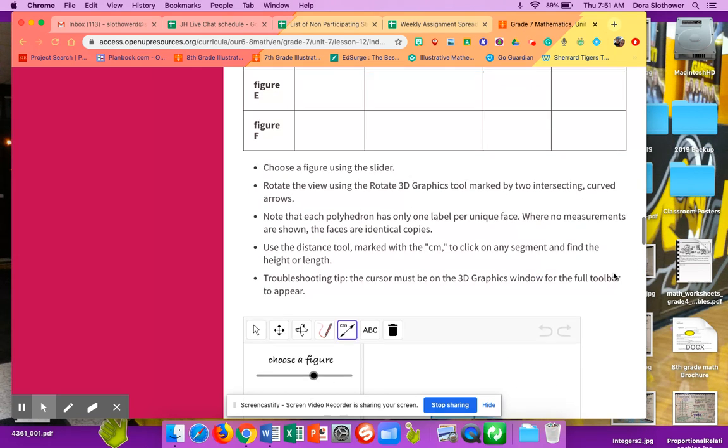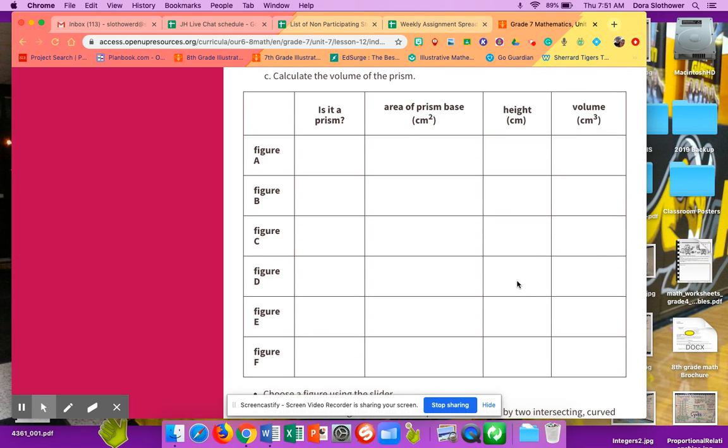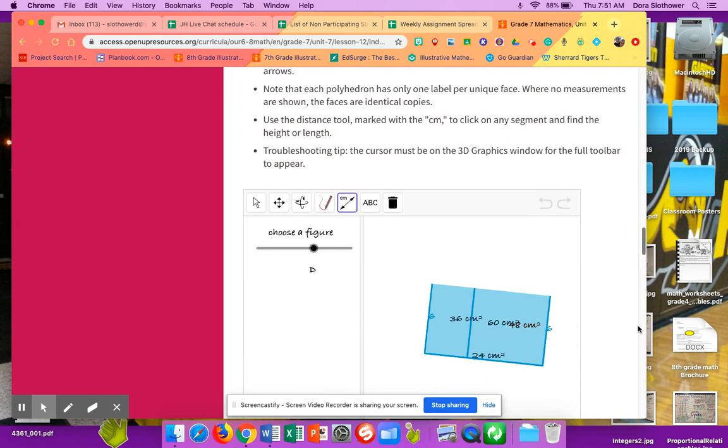So 6 goes here, 24 times 6, and we should have 144. All right, now for E.